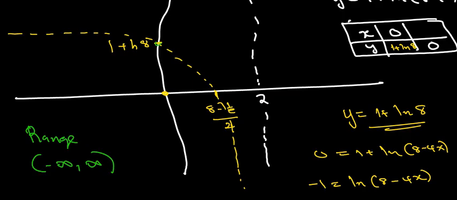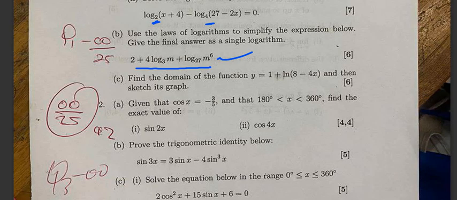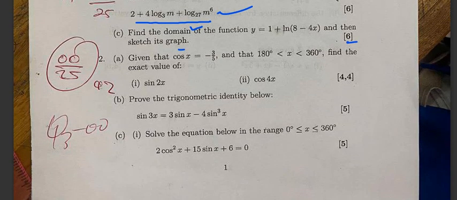So this answers this question, which was just how many marks? Oh, just 6 marks. Okay. I just want the domain specifically and the sketch showing the x and the y intercept. So that marks it for question number 1. Then look at the next question.